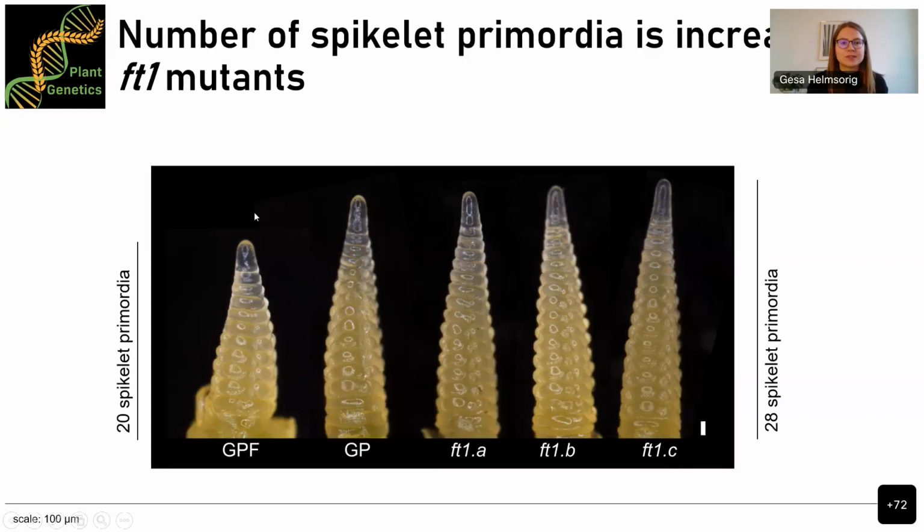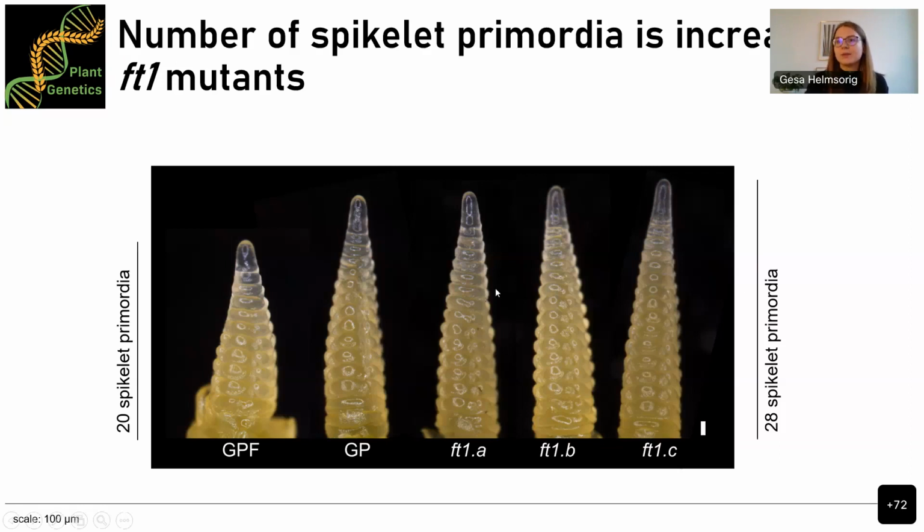So first, we once again have here this difference between Golden Promise Fast and Golden Promise. But we can also see that in all 3 mutants, the number of spikelet primordia is significantly increased in comparison to the parents. The inflorescence size itself is not that much increased, but the spikelet primordia number is higher because the density of spikelets that are initiated is higher in the mutants.